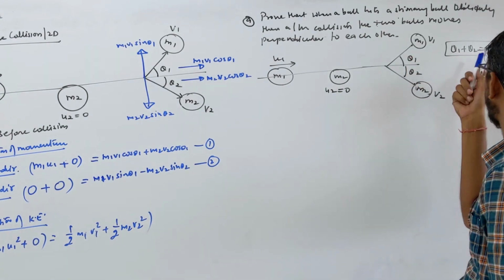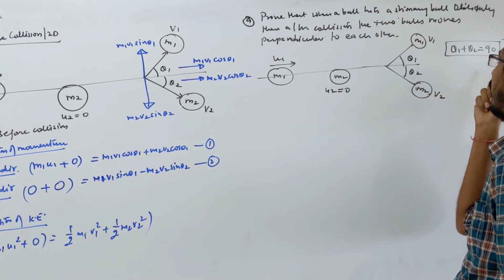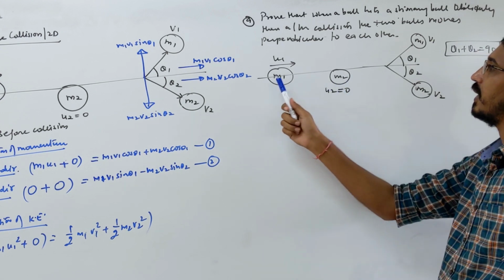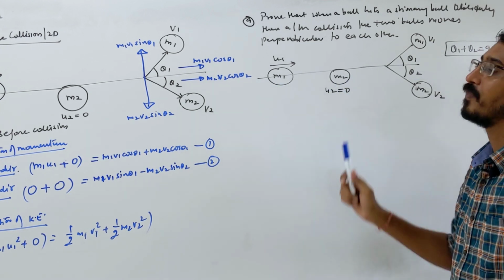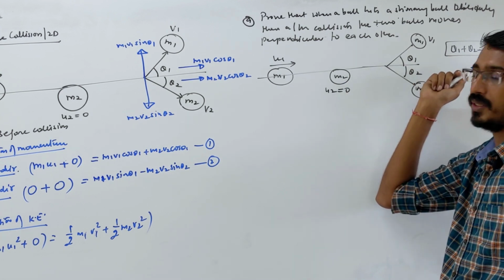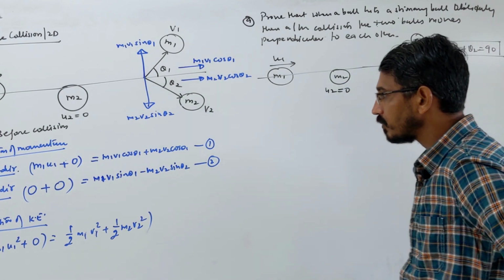So how to prove that theta 1 plus theta 2 should be 90 degrees, that these two balls will move perpendicular? The condition is that this ball is at rest and the other ball comes and hits it obliquely. If this ball was moving, then it's not guaranteed that they will move perpendicular. This ball should be at rest.